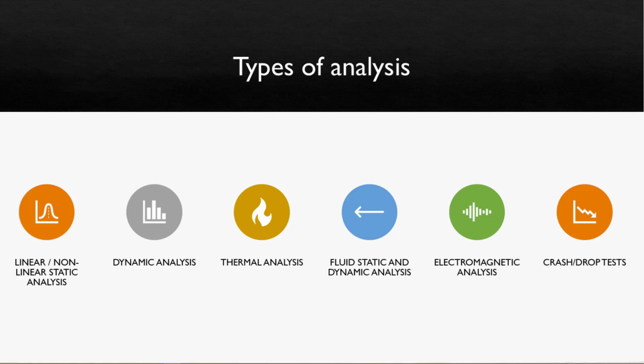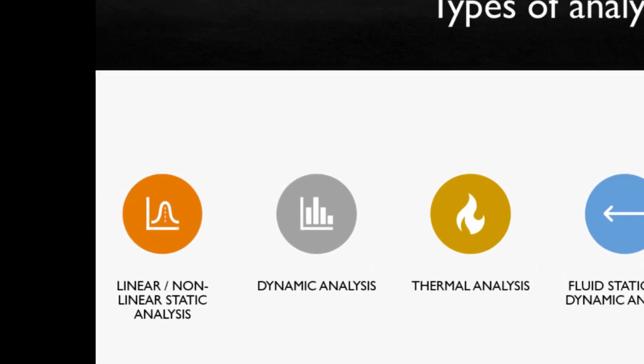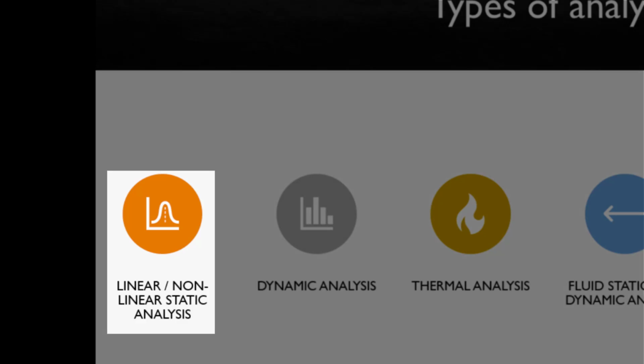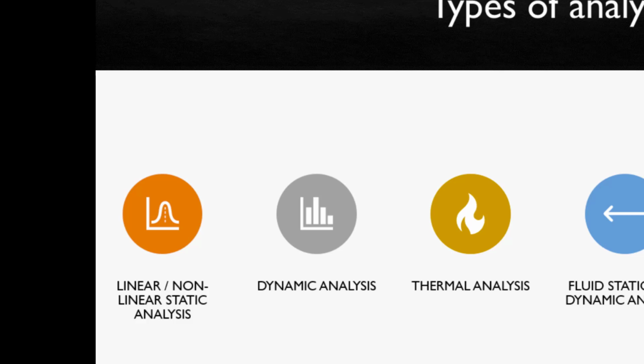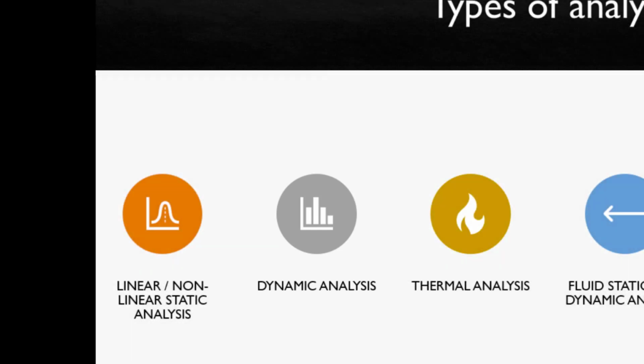In the next slide here, we see the types of analysis that can be done by CAE. The first one is a linear and nonlinear static analysis. This analysis is the most common and used by the industry. This is the fundamental analysis that can be done, which serves as a baseline for the product being tested. The next one is a dynamic analysis. Here, moving forces, product movement, and inertial forces are taken into account.